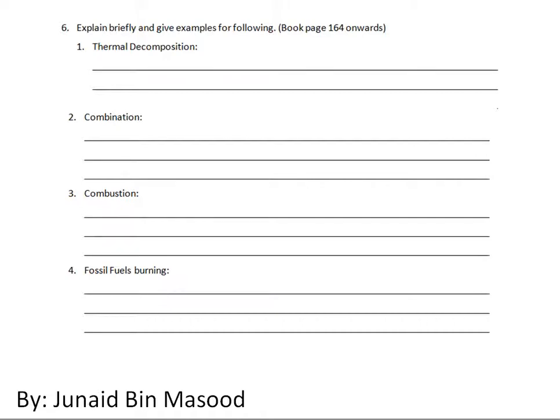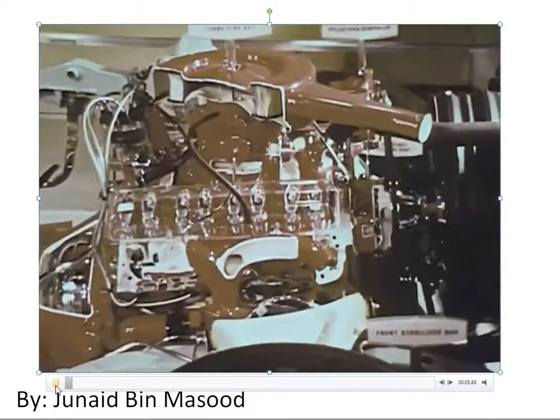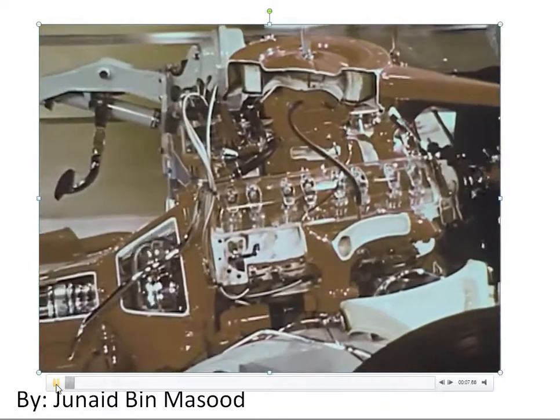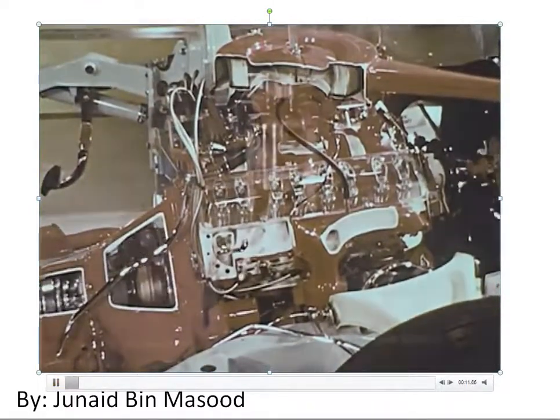Now moving on to the next important topic, which is the working of an internal combustion engine. So let's see how a combustion engine of a car works. This is a very important video that will help you visualize. This is a car engine. This is how a car engine or a motorcycle engine looks. Basically there is a piston, crankshaft and all these.